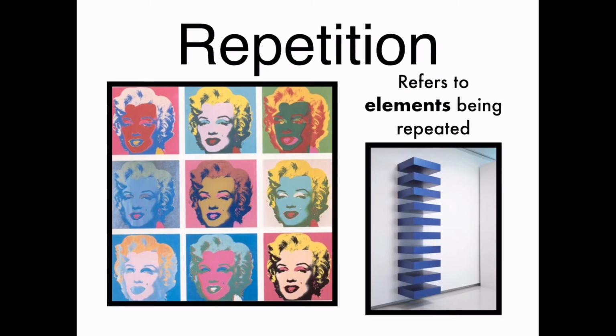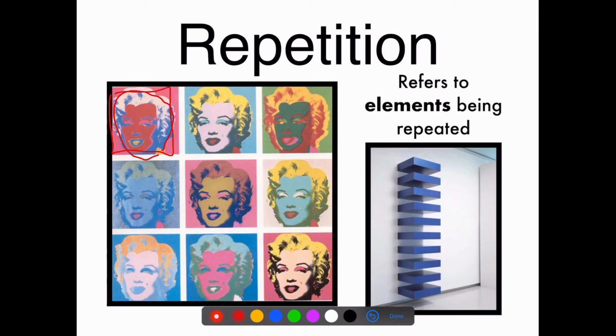Repetition just refers to elements being repeated in an artwork. The artwork on the left is Marilyn Monroe, and that was created by Andy Warhol, who is an artist from Pittsburgh, Pennsylvania. We have many elements that are being repeated throughout the work. We have this square shape that's being repeated 9 times. We have the shape of Marilyn Monroe's head that's being repeated. We also have intense colors that are being repeated through every square. So because of those three elements of design being repeated in the same way, we have repetition.